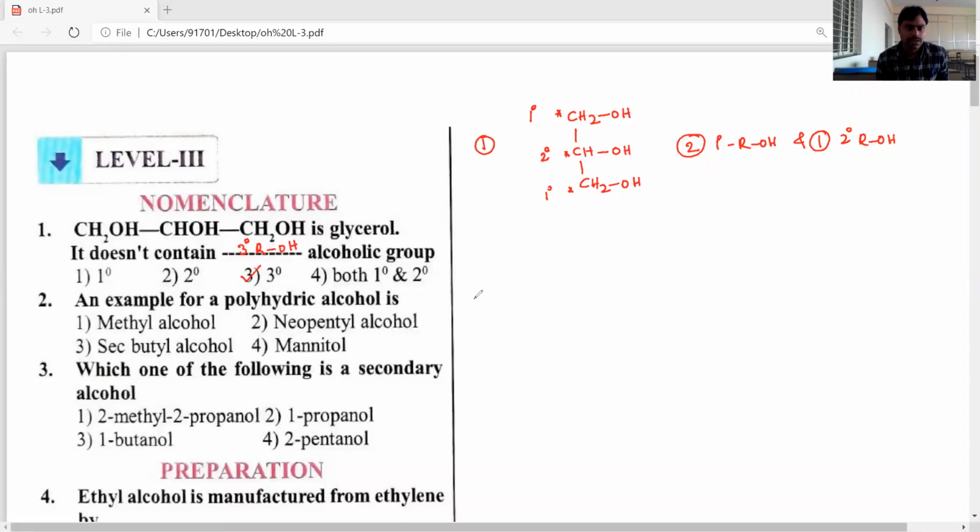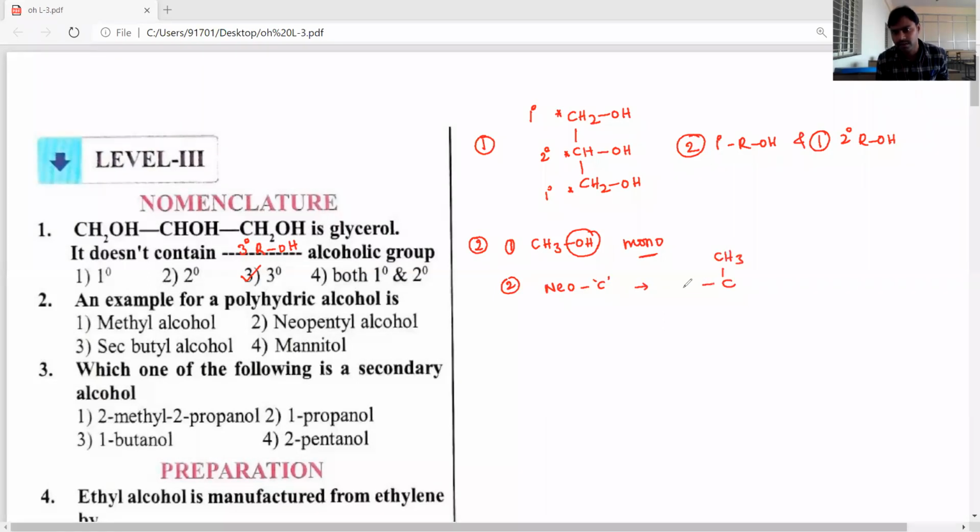Okay, an example for polyhydric alcohol. Let's see the second one. Methyl alcohol, the first option, molecular formula CH3OH. So it is a monohydric alcohol. One OH group is present. Next, neopentyl alcohol. The neo carbon. Neo carbon means what, dear students? A carbon attached to four groups.